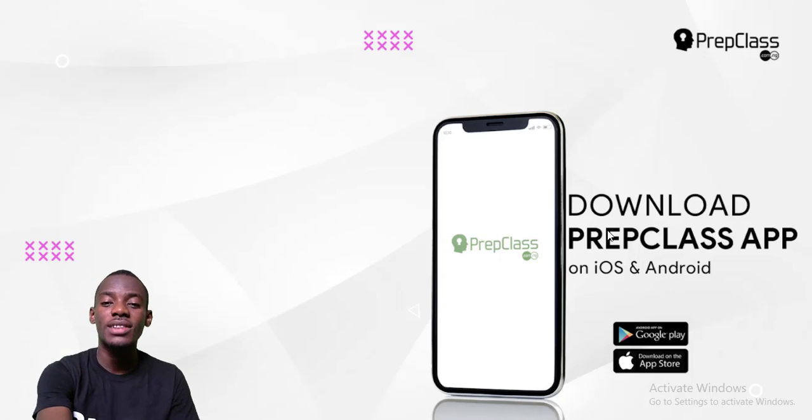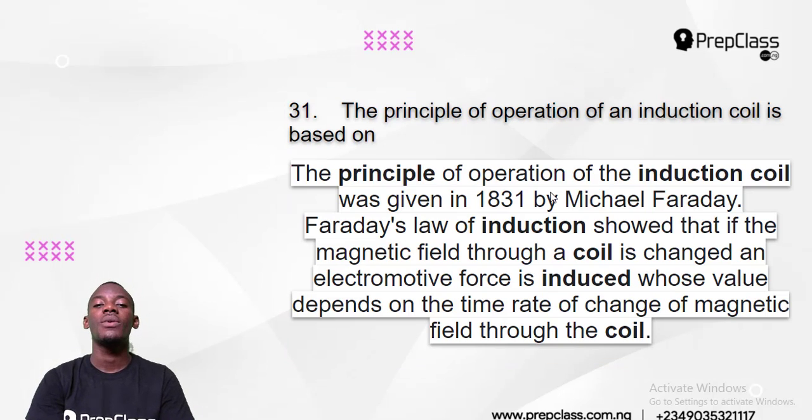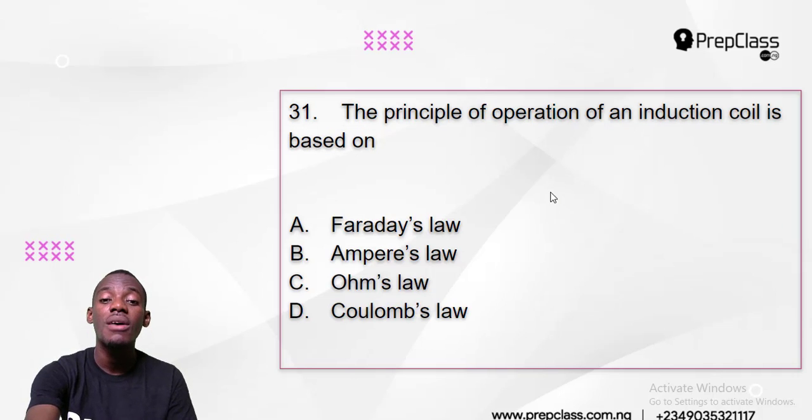Now let's get to number 31. The principle of operation of an induction coil is based on, is it Faraday's law, Ampere's law, Ohm's law, or Coulomb's law? Do you have any idea? If you don't, I'll tell you. The principle of operation of the induction coil was given in 1831 by Michael Faraday, and that means the answer is just Faraday's law.